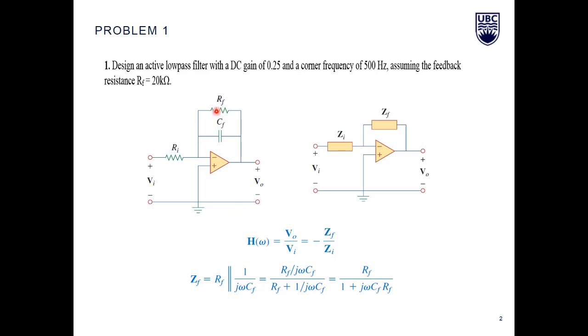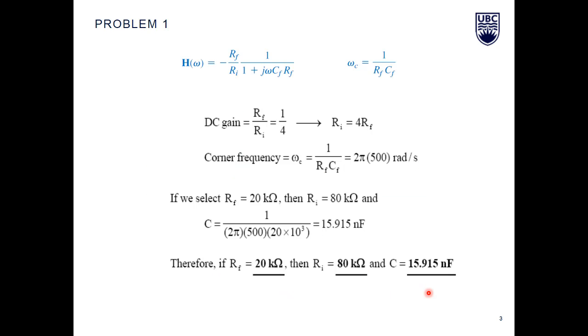As you can see, RF and CF are in parallel, so the resulting impedance will be RF times 1 over j omega CF, over RF plus 1 over j omega CF. And if you simplify it, it will result in RF over 1 plus j omega CF RF. So this is for the ZF.